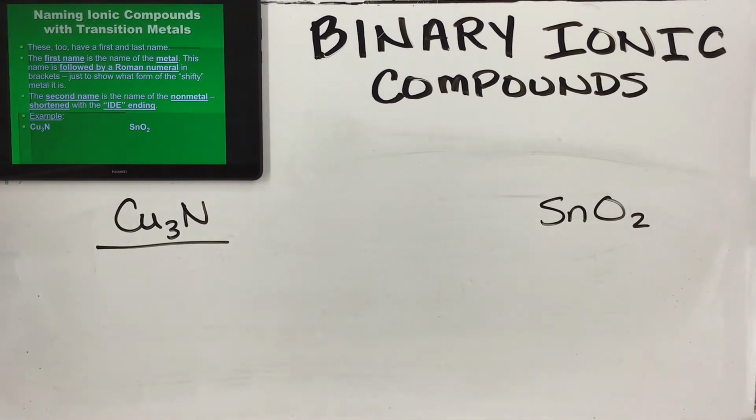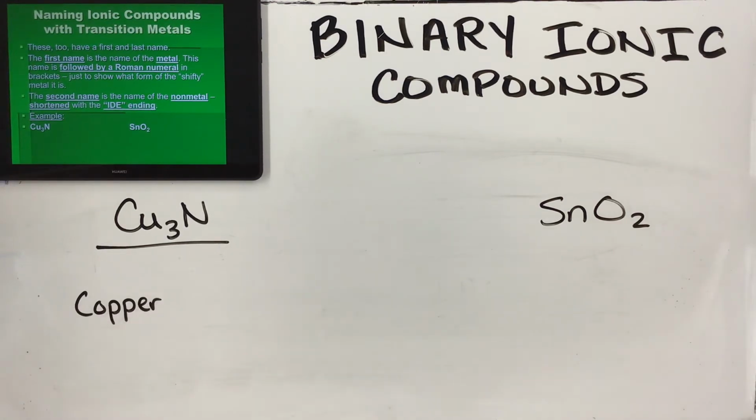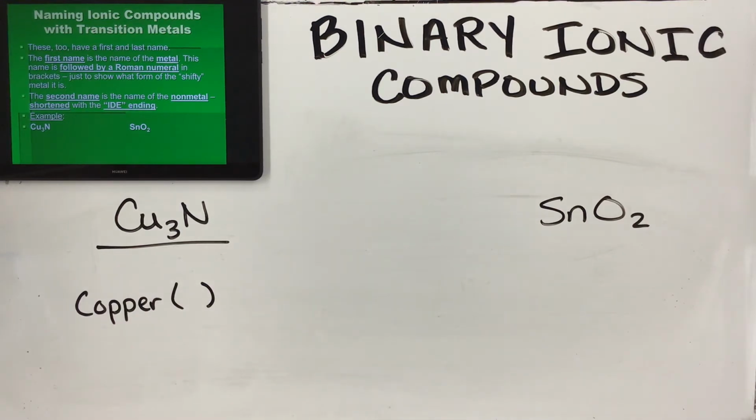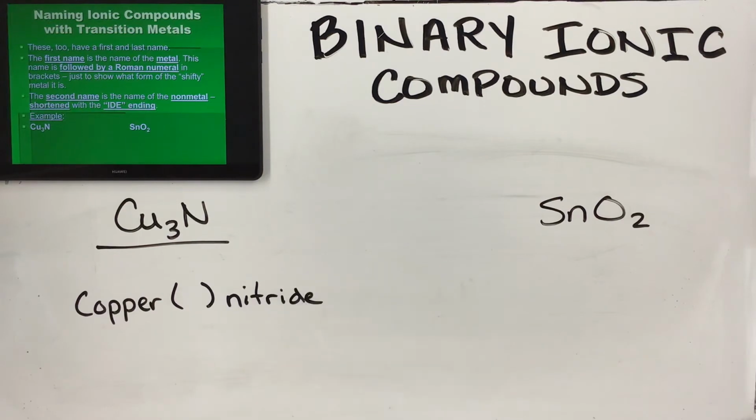So if I had to name this, I look at it and go, well, Cu is copper. And then I go, wait a second, copper is shifty, I've got to put a Roman numeral in there. And nitrogen becomes nitride. Now, how do I get that Roman numeral? I'll show you. Now, here's where it can get kind of iffy. I know a lot of teachers say, oh, do the reverse of the crisscross, all right?